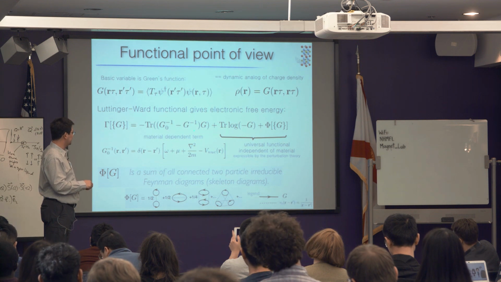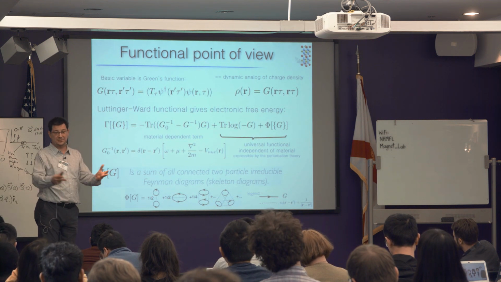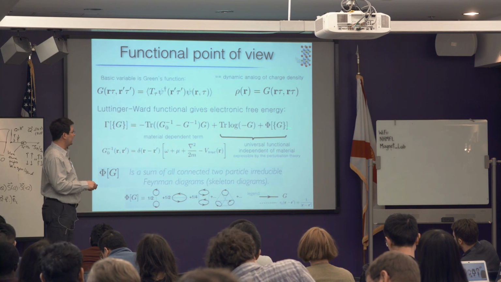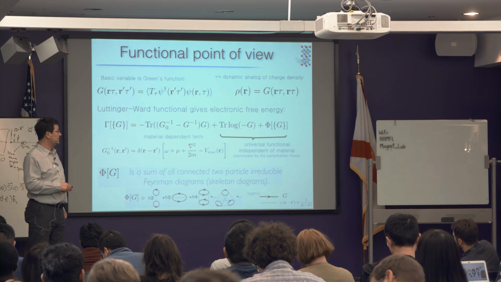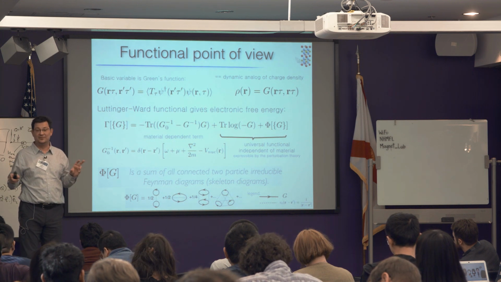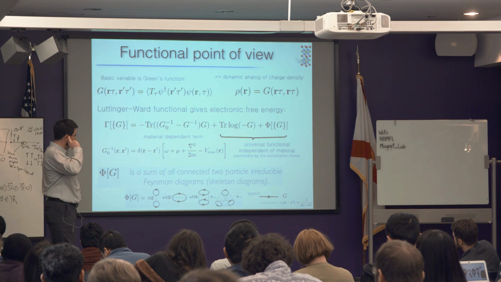This is very easy to calculate. They all depend on the Green's function, which is the basic object of our theory. The only problematic part here is this phi functional, okay? This phi functional is something like the exchange correlation functional in DFT, okay? And we will relate this very specifically, how they are related.